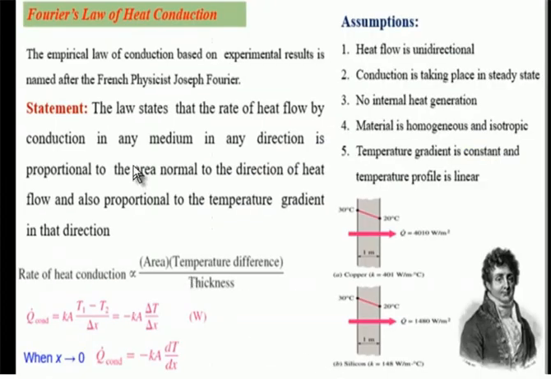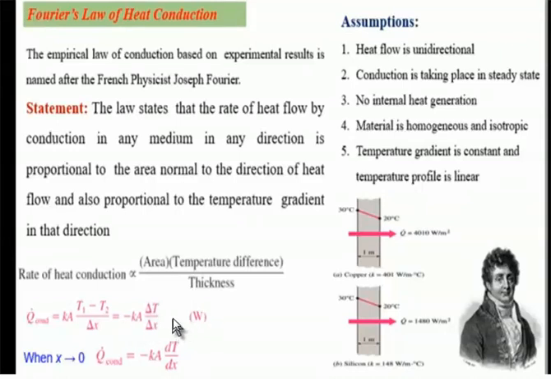That is given here. The law states that the rate of heat flow by conduction in any medium, in any direction, is proportional to the area normal to the direction of heat flow, and also proportional to the temperature gradient, or you can say the temperature differences in that direction. So that is, rate of heat conduction is directly proportional to the area into temperature differences and inversely proportional to the thickness. So mathematically, you can give that Q conduction is equal to KA (T1 minus T2) divided by delta X, which is equal to minus KA delta T by delta X.